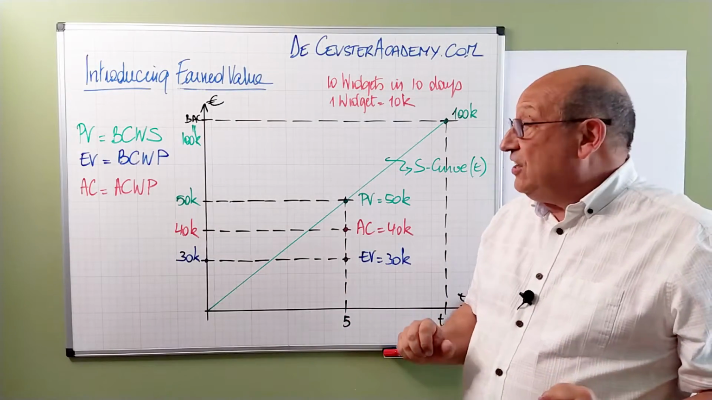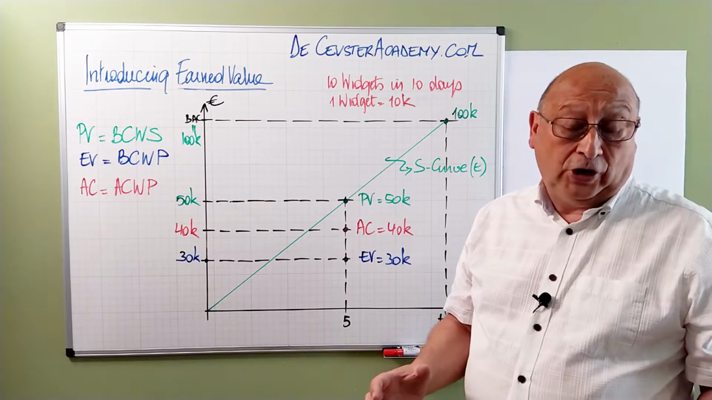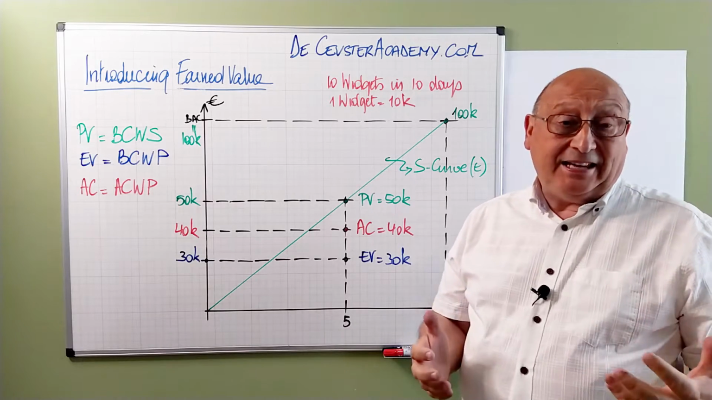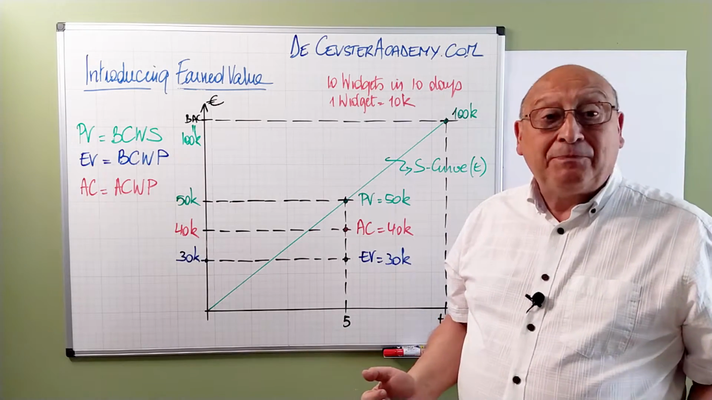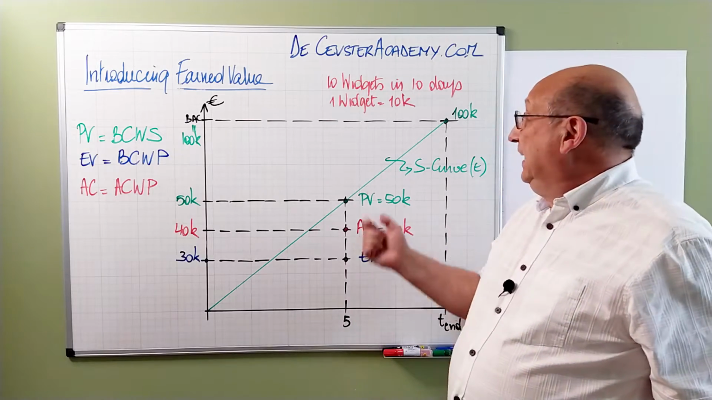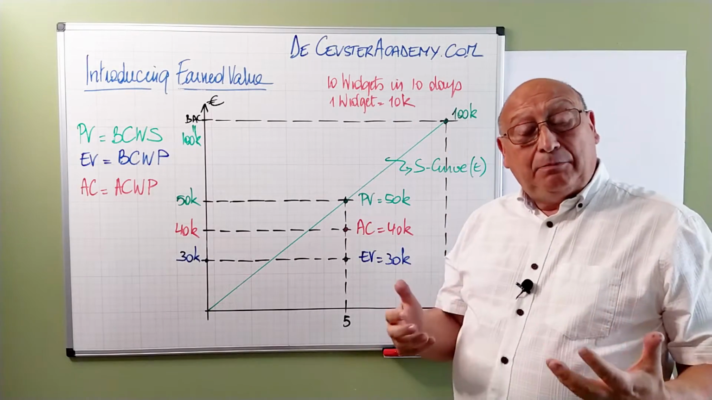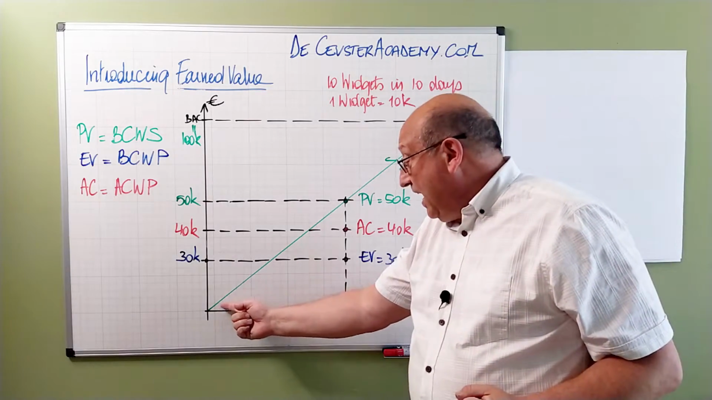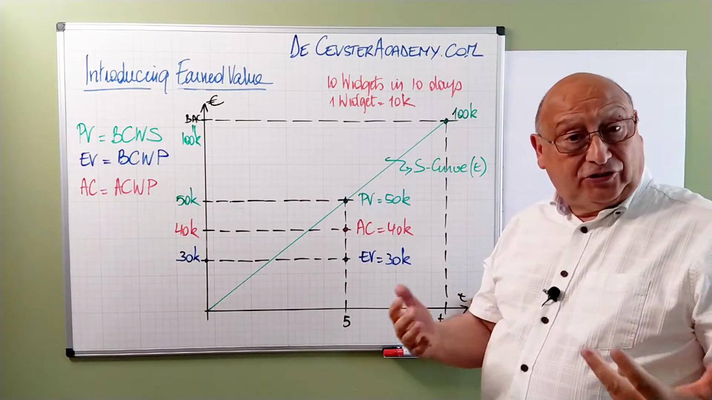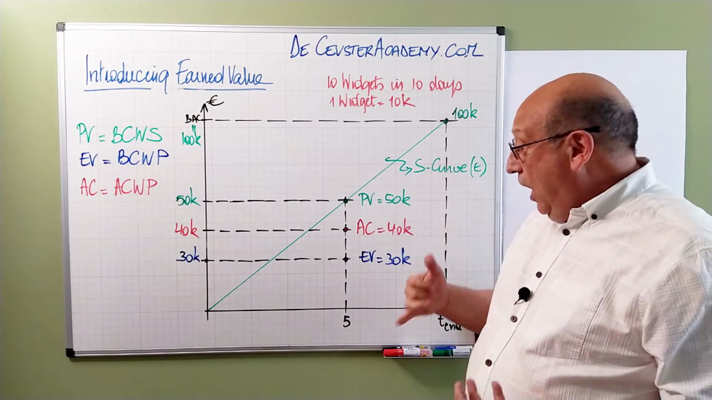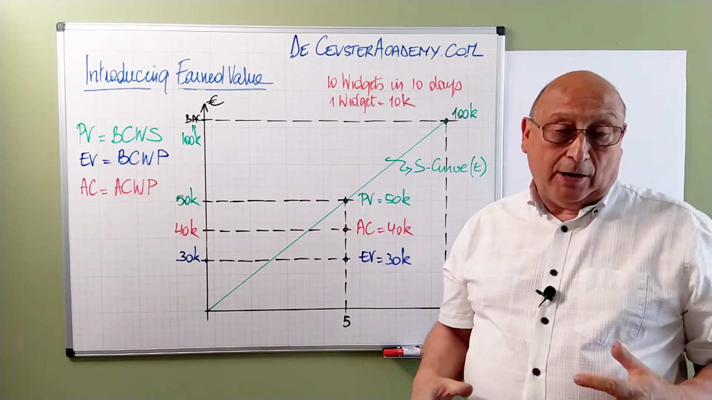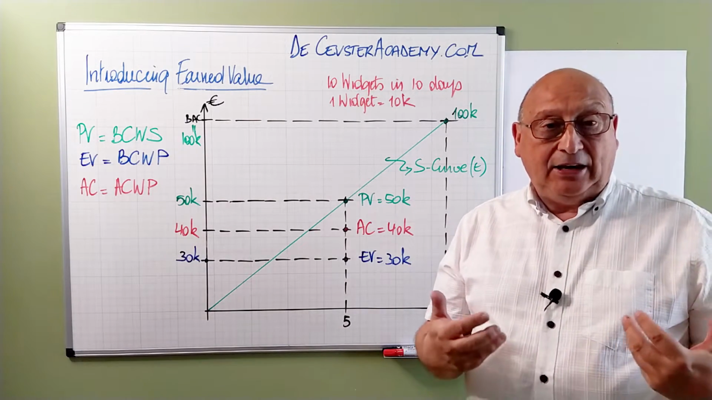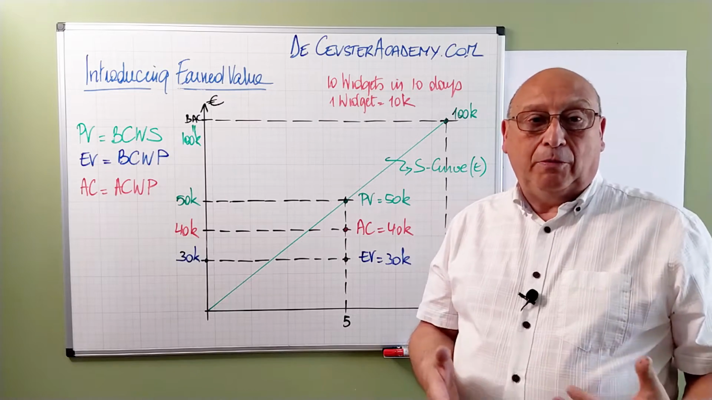To end this presentation, I added some values to our project. I expected to make 10 widgets in 10 weeks, and the cost of one widget is 10K. It means that my budget at completion is 100K. We have the same S-curve, it's a straight line. And now we look at period 5, for example. We're doing a control at period 5 during the project, and we get information from our team.